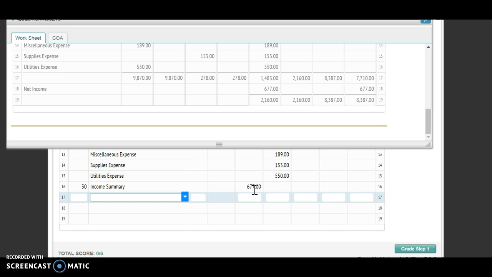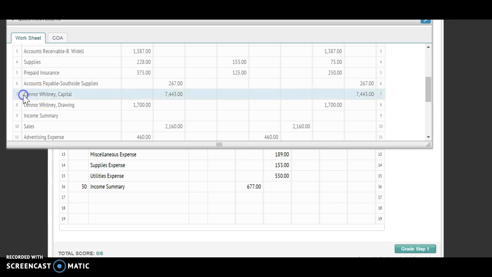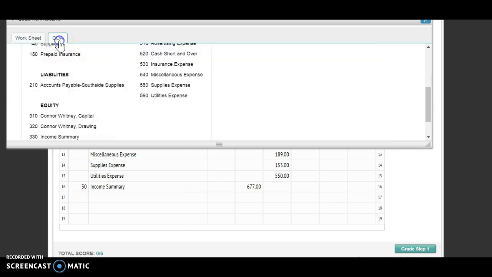Okay, and then I said that I'm going to credit capital. So I might need to go to my chart of accounts, or I can look here. It's listed on my worksheet here, or my chart of accounts, to figure out my capital name. Connor Whitney Capital, and that I'm going to credit for $677.